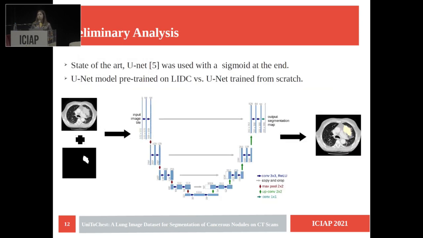For the segmentation part, we have used the state-of-the-art UNet that is available. We have used a UNet that is built from scratch and trained on our network. And secondly, we have used a UNet that is pre-trained on the LIDC dataset and then on our dataset, just to see if the pre-training does any kind of improvement.